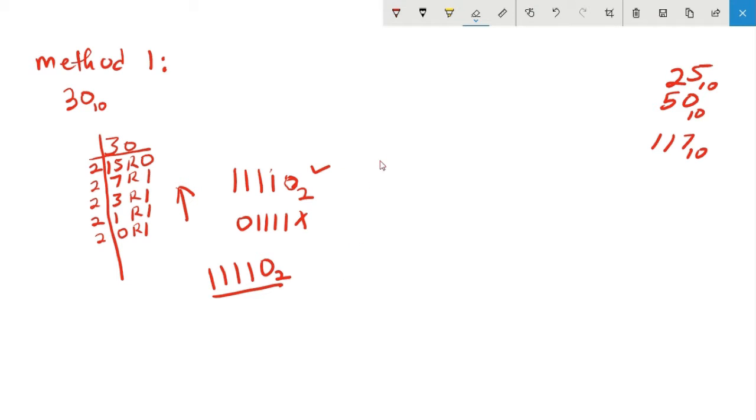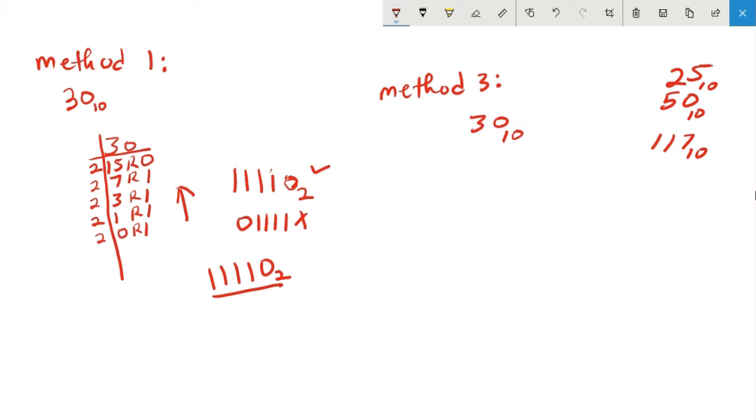Alright, let's use this side. Okay. So this would be method 3. Okay. Now we're using the same number, 30, as we want to test to make sure that we get the same answer with all 3 methods.